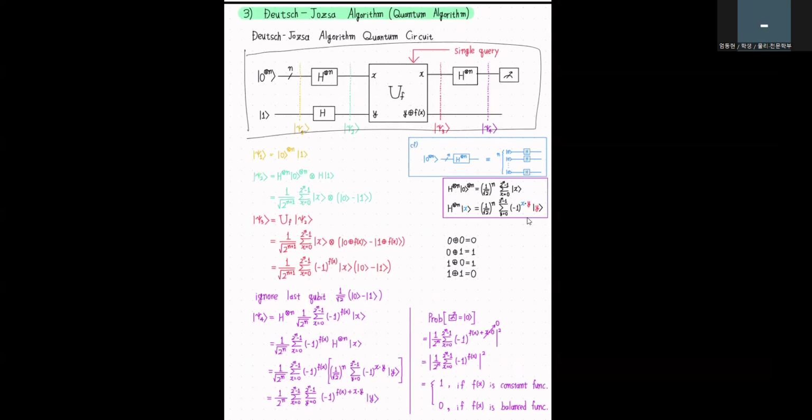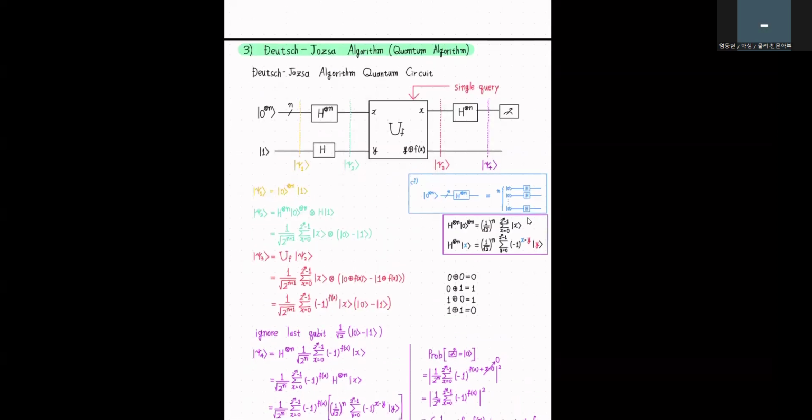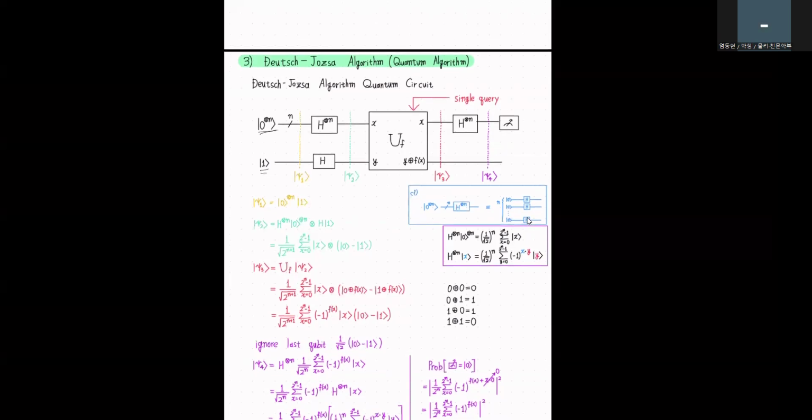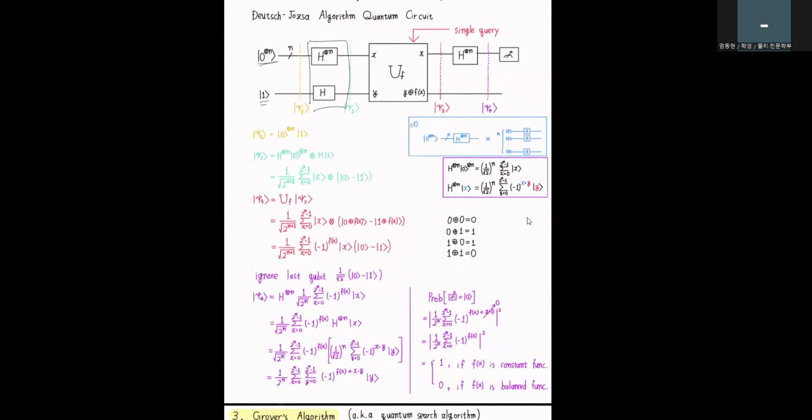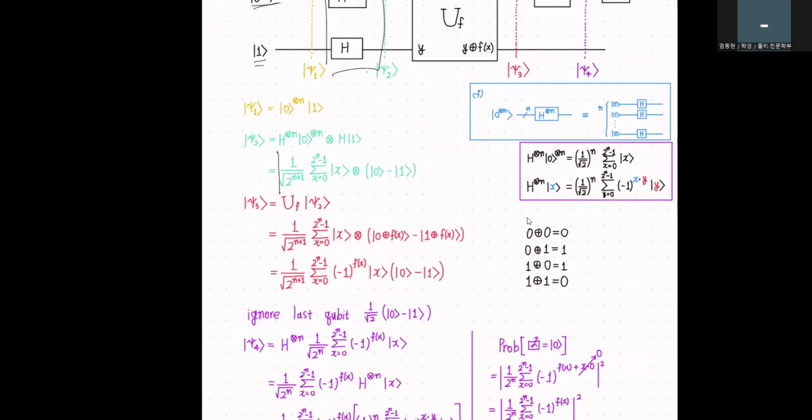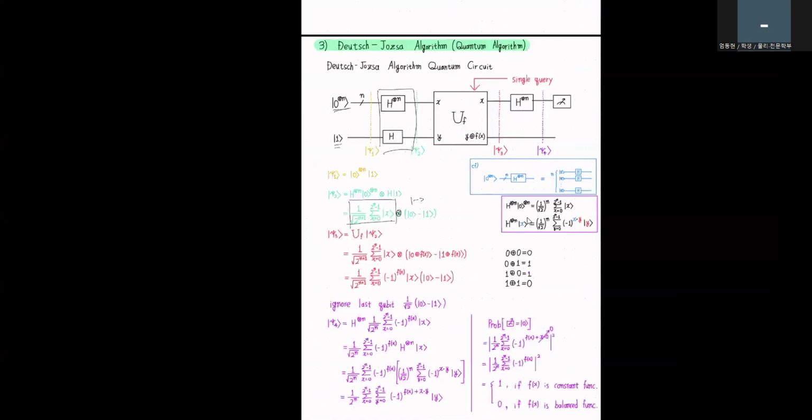So we first prepare n qubits in the 0 state, and we prepare also an ancilla qubit in the 1 state. And then we're going to apply Hadamard gates on each of these. So what we get is basically, as we saw before, a superposition of all the possible bit strings, tensor product with the minus state over here.